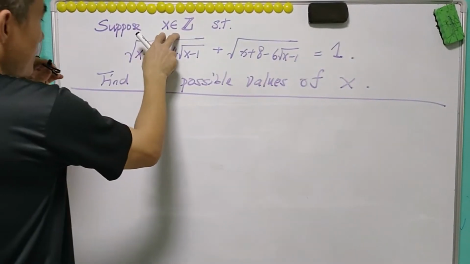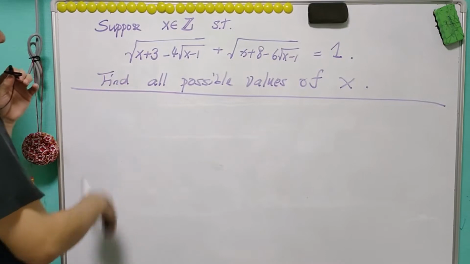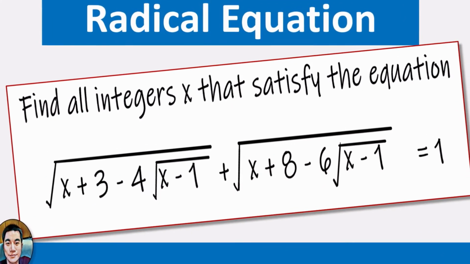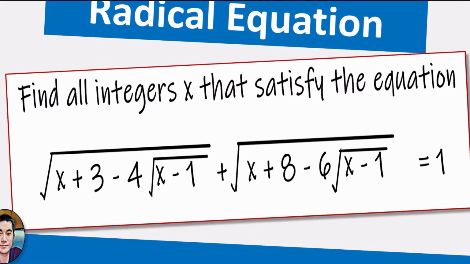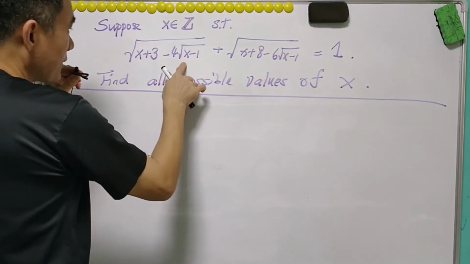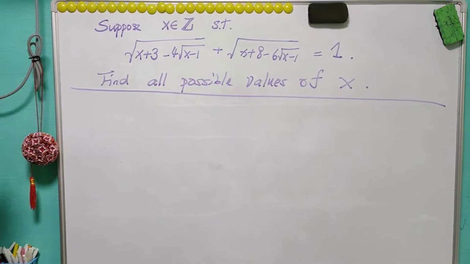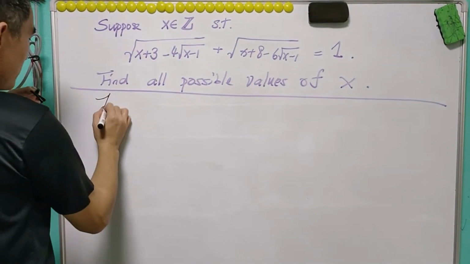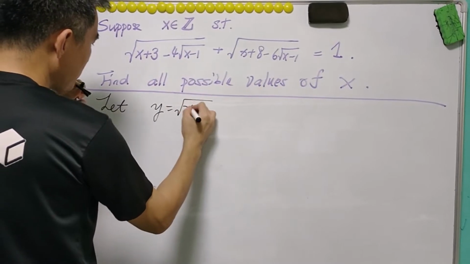Given that x is an integer, satisfy the equation. We are asked to find all possible values of x. Note that the term square root of x minus 1 occurs 2 times here. So it is reasonable for us to let, say, y equal to square root of x minus 1.